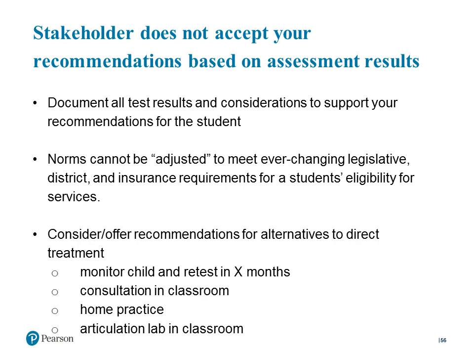So these are the recommendations that we talked about earlier. Just some examples for you to consider. You can monitor the child and retest in a certain amount of time. You can provide consultation in the classroom, giving teachers tips and strategies, maybe some activities that they can work on. Likewise at home, giving the parents picture cards, little activities and tips and strategies is very helpful. And then, of course, if there's the opportunity to be enrolled in something like an articulation lab in the classroom, that can be very helpful as well.